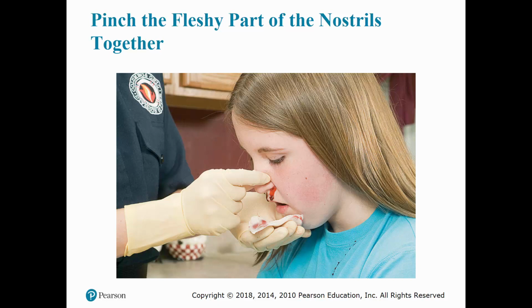You then want to pinch the fleshy part of the nostrils together. This will allow it to clot. Apply an ice pack to the nose and cheek to cause vasoconstriction, and you want to keep it this way for approximately 10 minutes. You then want to instruct the patient not to blow their nose for the next 12 hours after bleeding has stopped to prevent the clots from reopening.